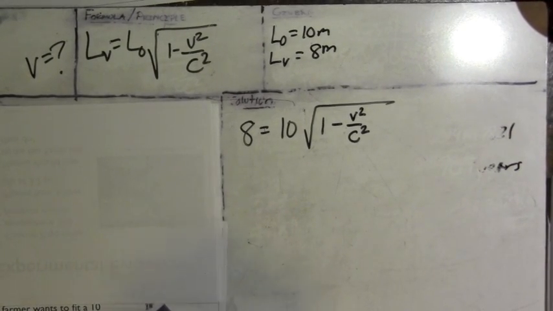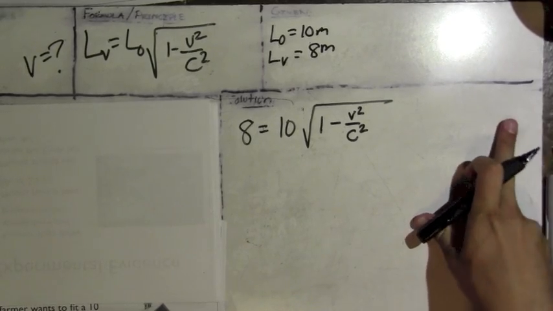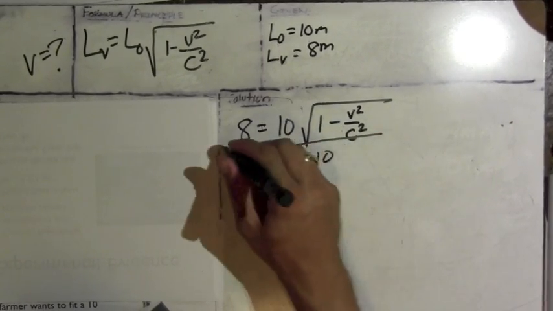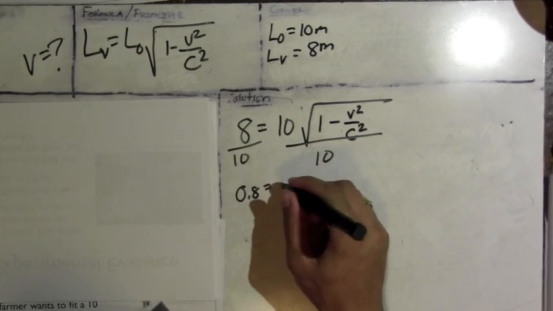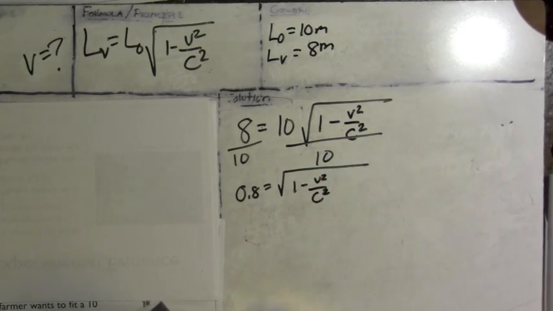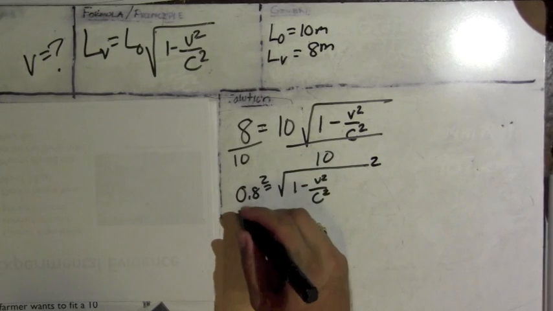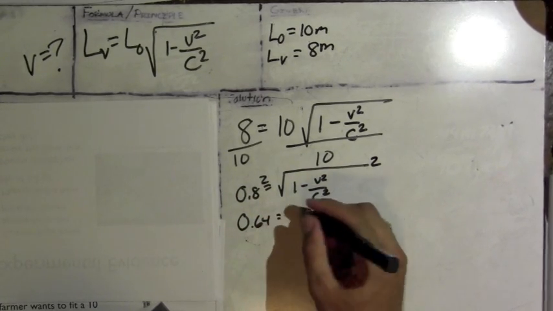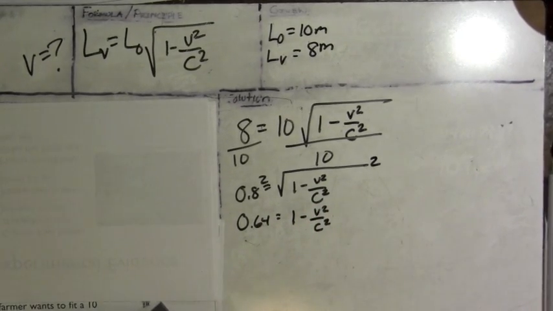Now, we can't really solve this all in one step like we've done in several other problems. So what we want to do here is divide both sides by 10. When we do that, we get 0.8 equals the square root of 1 minus v squared over c squared. Now we want to square both sides. When we square both sides, we get 0.64 is equal to 1 minus v squared over c squared.